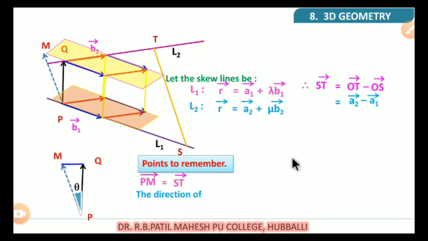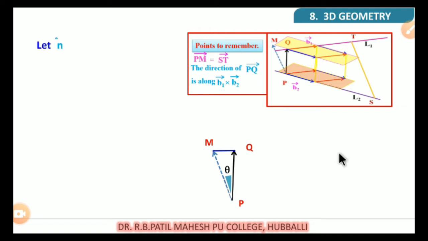The direction of PQ is along B1 cross B2. Already I told you that the vector which is perpendicular to both the vectors B1, B2 can be taken as B1 cross B2.